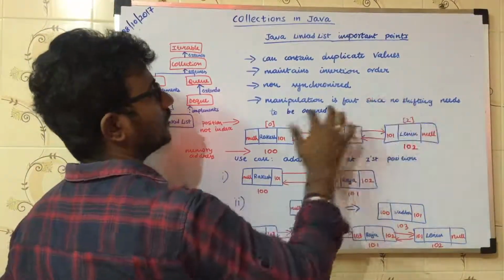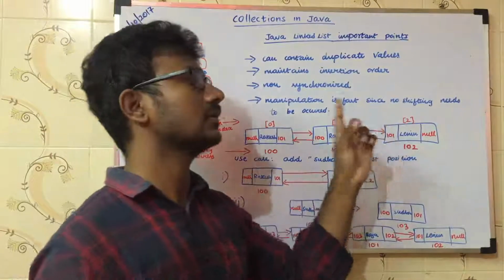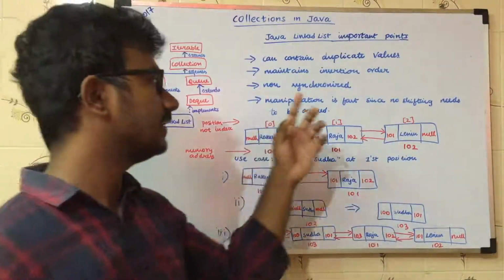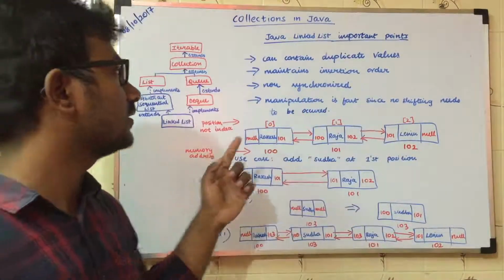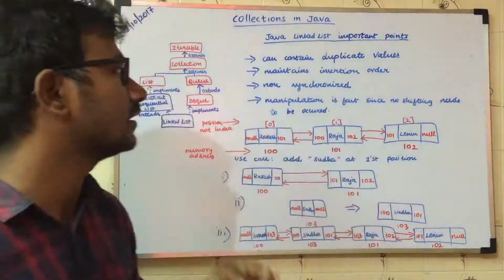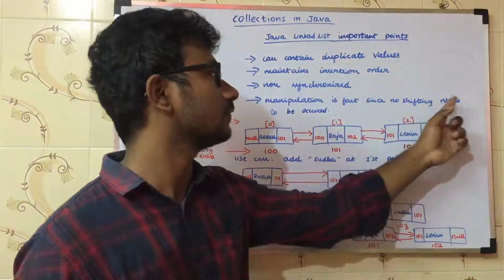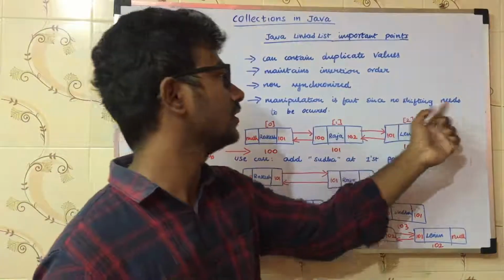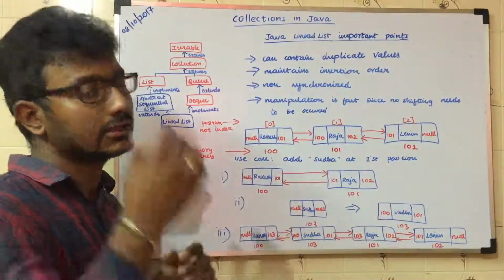Manipulation is fast since no shifting needs to happen. This is the only point that differentiates between ArrayList and LinkedList. In case of ArrayList, the manipulation is slow. In case of LinkedList, the manipulation is fast because no shifting needs to occur.